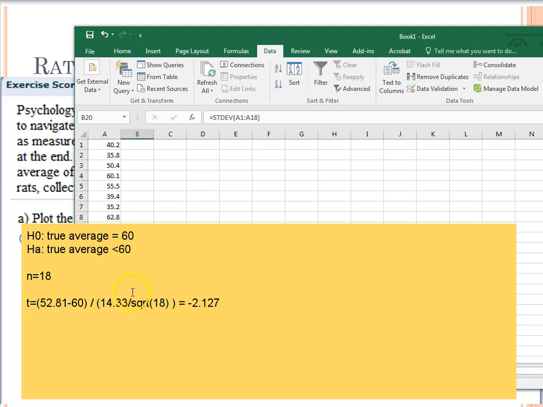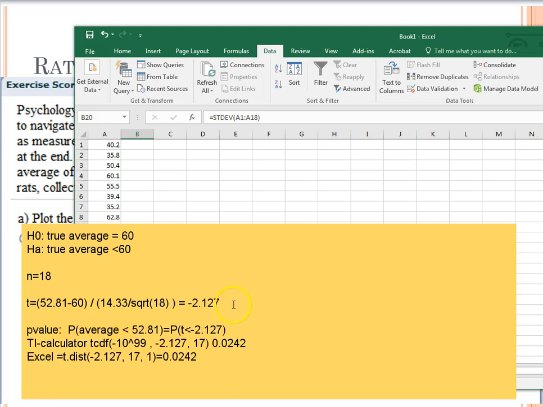The reason why we don't have to square root the whole bottom term is because our standard deviation has already been square rooted when we calculated the sample standard deviation. So we don't need to square root this again. We only need to square root the sample size to put that in the right units. And that gives us a t-score of negative 2.127.